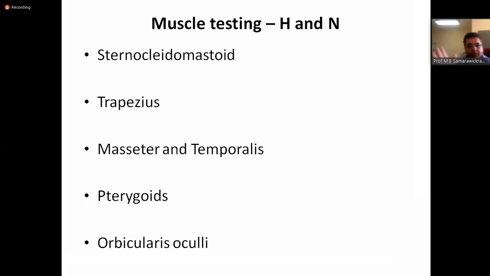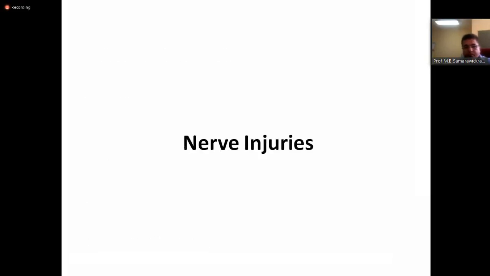Like that, all the muscles: the trapezius shrugs the shoulder, masseter and temporalis are elevators of the mandible. So ask the patient to clench the teeth tightly, then you can feel those two muscles. Pterygoids open the mouth, orbicularis oculi closes the eyes tightly. So you do all these actions, then you can test those muscles. Right. Then come to nerve injuries.